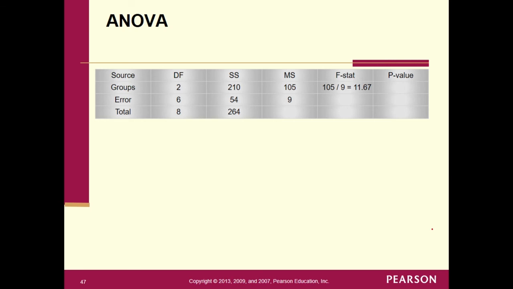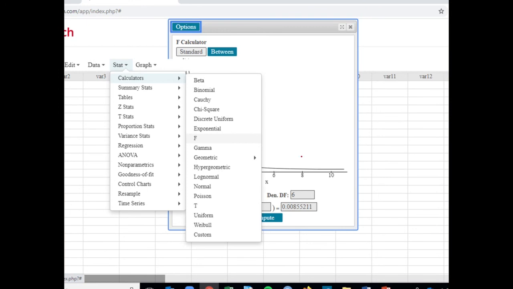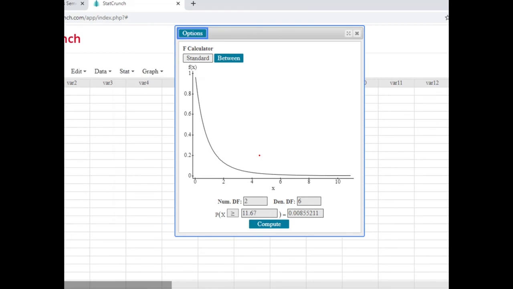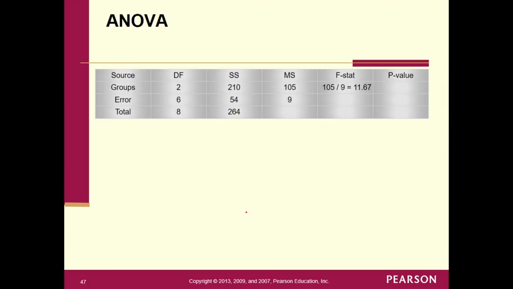Now, at this point, we would have to go to StatCrunch to figure out the p-value. So I got smart here. I made some pictures and pasted them into my presentation already. If you went into StatCrunch, to stat calculators, and then the F distribution, you have to be careful here. The numerator degrees of freedom I put as 2. Why did I put that as 2? Because that's the numerator for the F-stat, so that's the groups' degrees of freedom. That was 2 and 6.